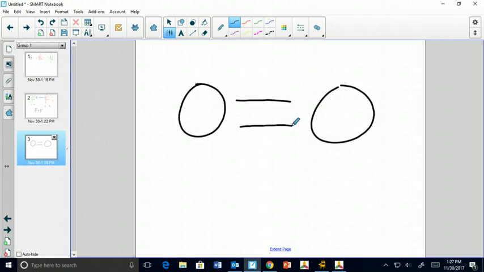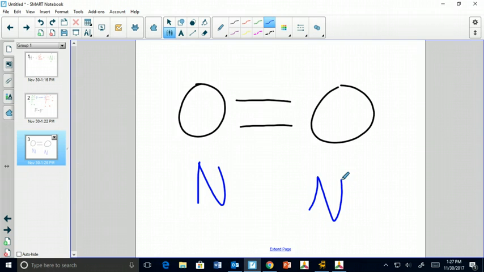Okay? What if instead of doing oxygen, what if we had nitrogen? How many valence electrons does nitrogen have? It's got 5. It's in group 15. So how many does it need to be happy? 3 more, right? Because you're going to go to 8. So what do you think it's going to do? It's going to share 3. It's going to form a triple bond.